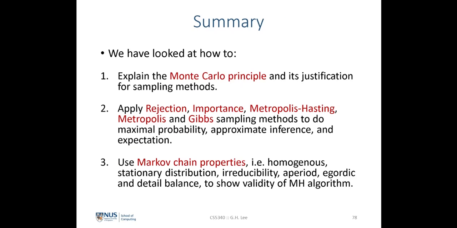In summary, we have looked at how to use the Monte Carlo principle to justify the sampling algorithms. And we have looked at various sampling algorithms such as rejection, importance, Metropolis-Hastings, Metropolis, and Gibbs sampling, to allow us to compute the maximum probability, approximate inference, as well as expectation. We also looked at the Markov chain property that allows us to explain the validity of the Metropolis-Hastings algorithm.